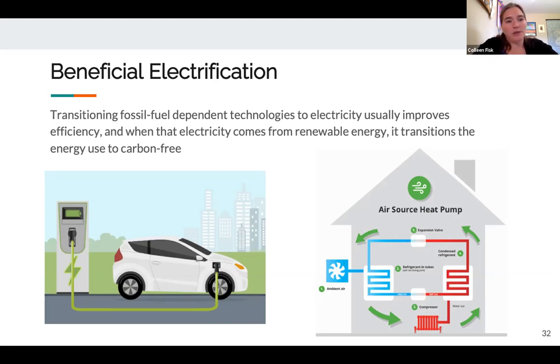So that's beneficial electrification: thinking of these fossil fuel dependent technologies, transitioning them to electricity, and hopefully that electricity is transitioning towards renewables or already is transitioned. Like in Juneau, where they have all hydro, there's a bunch of electric vehicles there, and they're also getting more air source heat pumps. So they're taking advantage of that, taking fossil fuels straight out of their community.